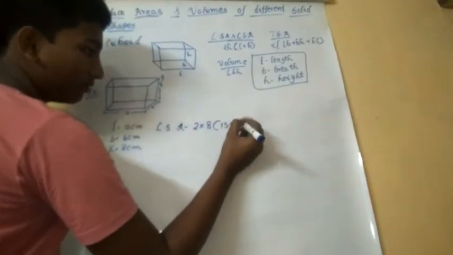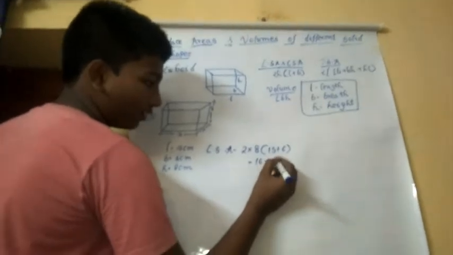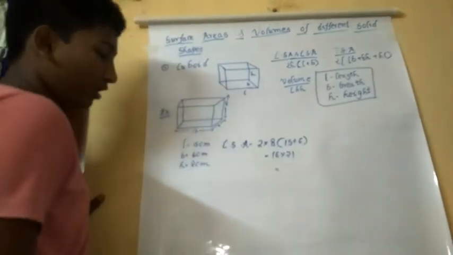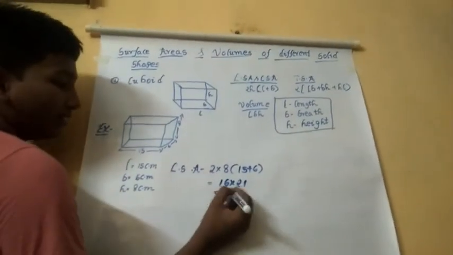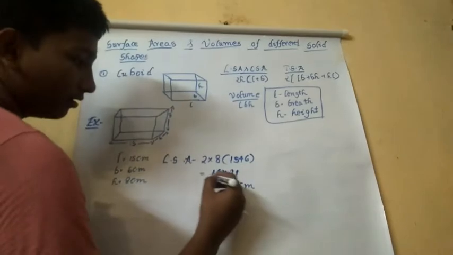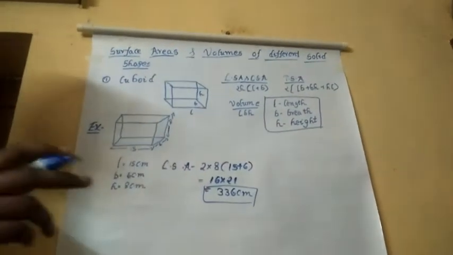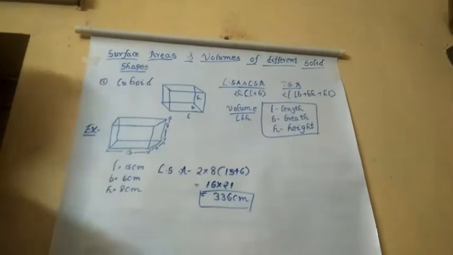15 plus 6 is 21, so 16 into 21, and the answer is 336 centimeters. So friends, we got the LSA of this cuboid. The answer is 336 centimeters.